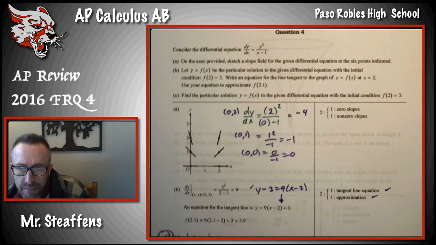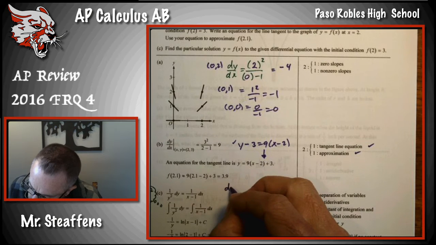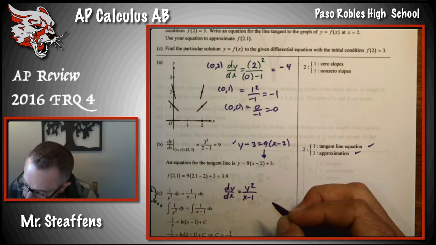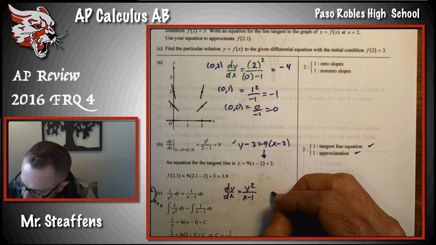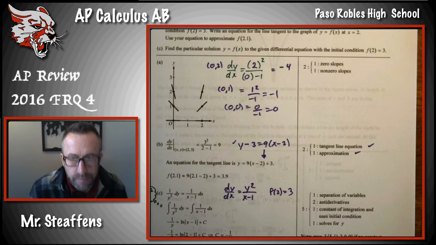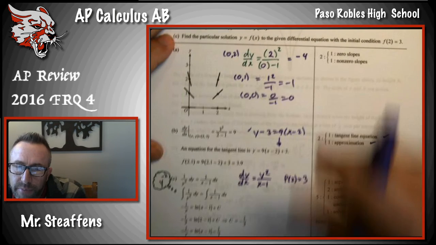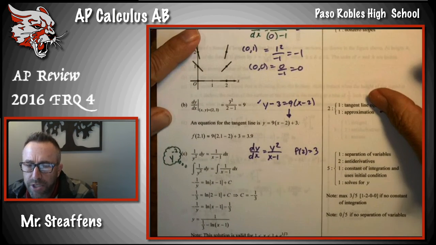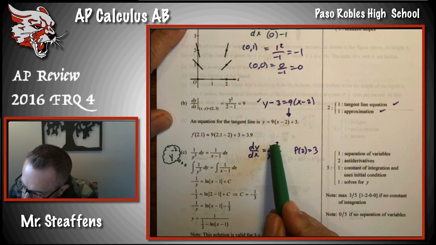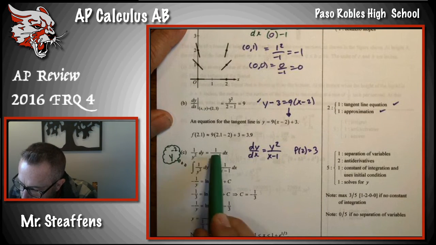Then comes the inevitable question C. It says, hey, if dy/dx is y squared over x minus 1, and the initial condition is f of 2 equals 3, why don't you go find the function itself? So here we go. Anytime we have one of these, step 1 is going to be straight up separation of variables. So I'm going to take my y squared and put it underneath my dy, and my x minus 1 dx and put it over here. And then I'm going to take the integral of both sides.